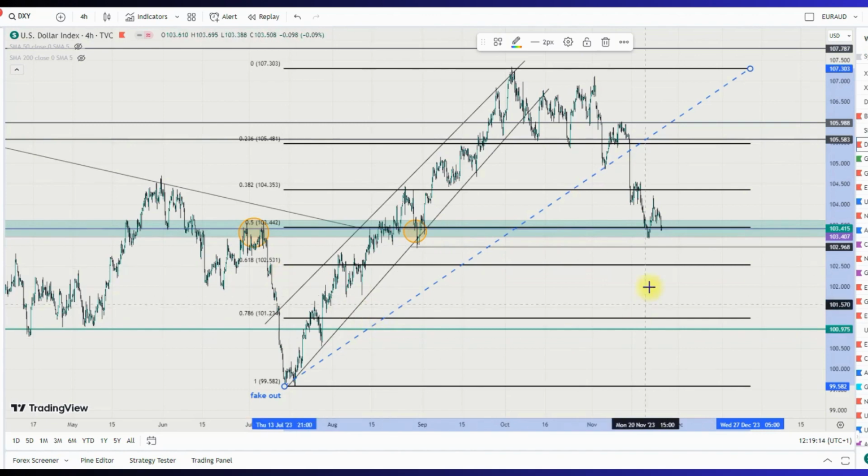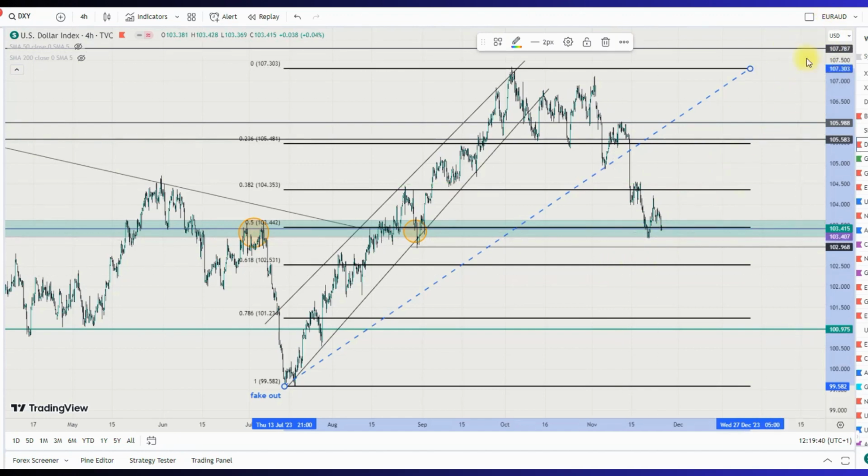I told you guys earlier that you can see a 50% Fibonacci retracement at this particular area. So I'm anticipating price to reject this area, probably come back to retest this particular area. So this week, probably next week, I'm anticipating strength in the United States dollar.